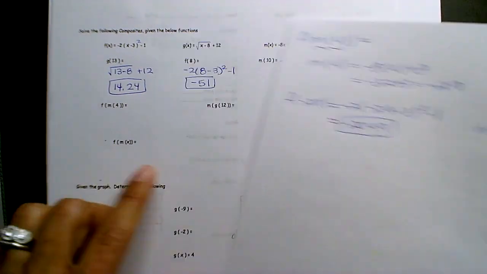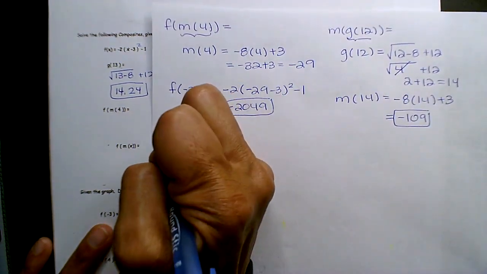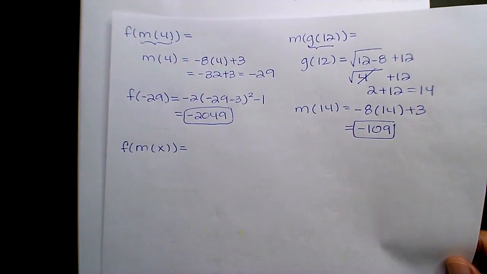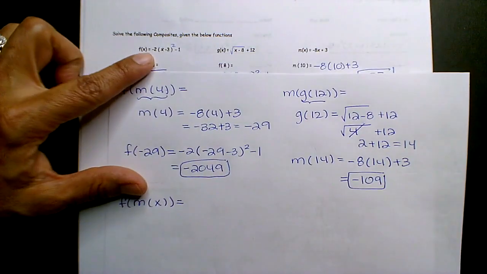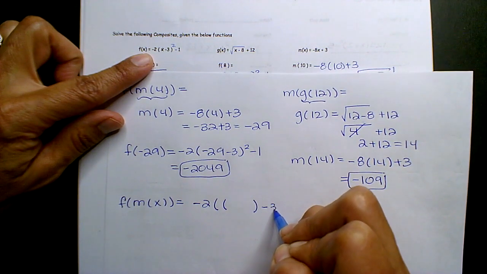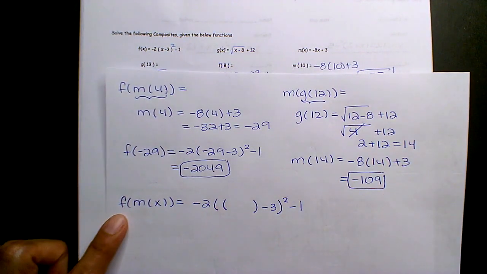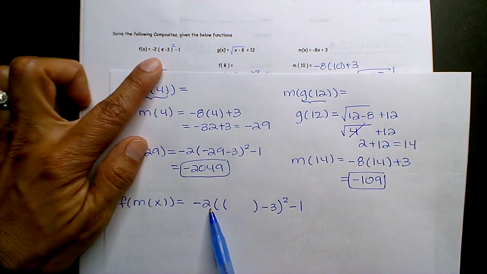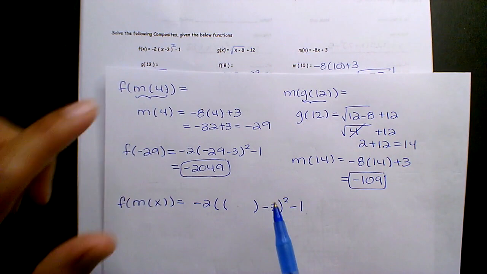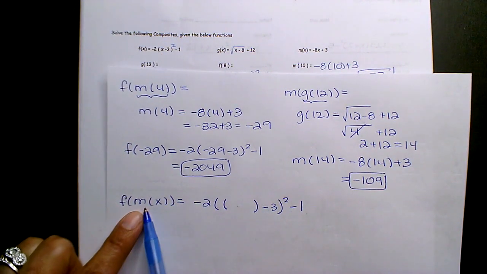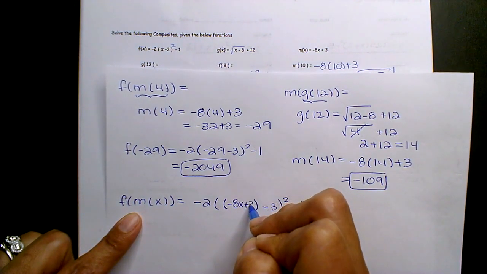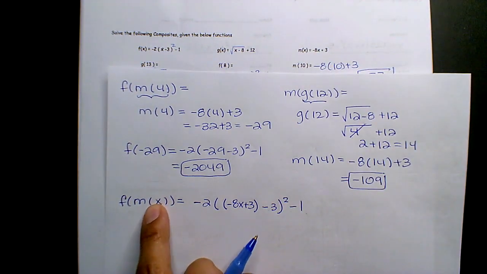Let me do the f of m of x and then I'll do this one. Okay, f of m of x. So you're not plugging in a number for x. You're going to keep it. So now there's only one way to do it. You start with the f function, -2 times (x minus 3) squared minus 1. What you see is what you write, except for the x, I'm going to substitute the function for m of x, which is -8x plus 3, going in place of the x value in f.